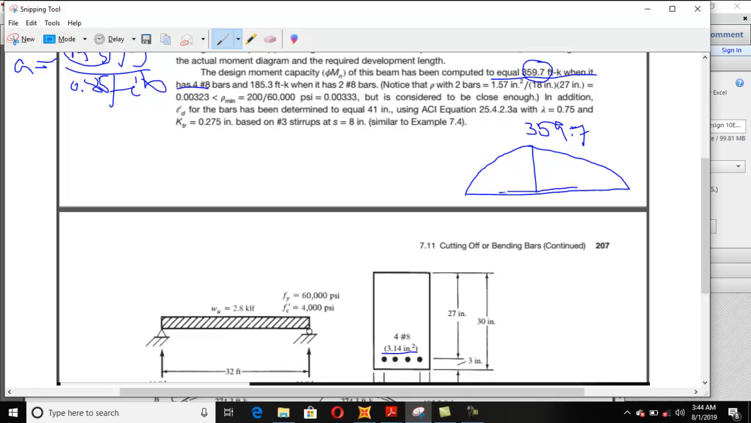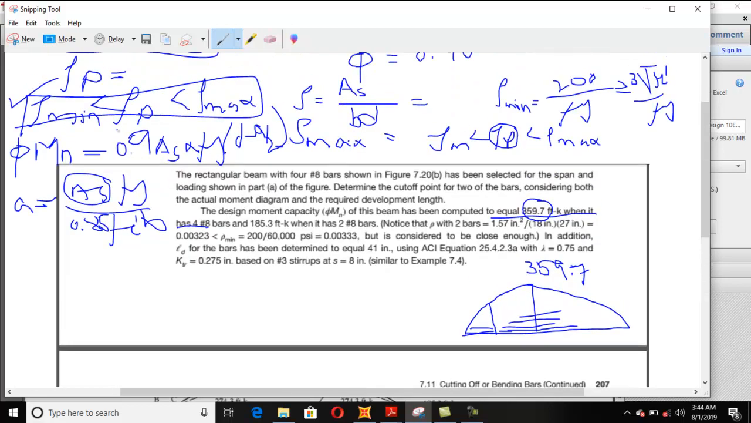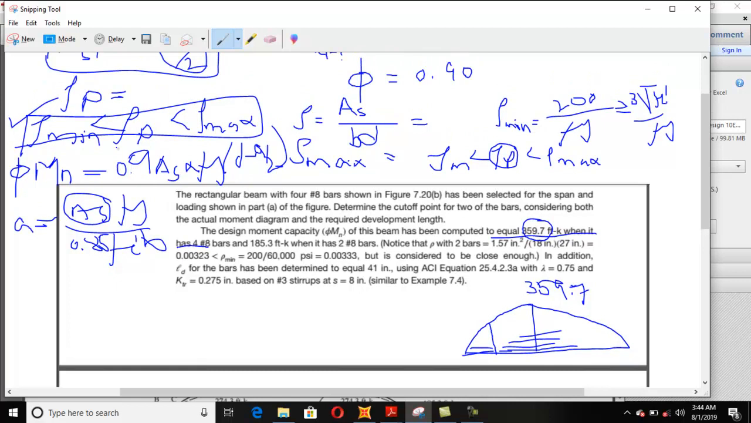Now they determined that when we discontinue 2 bars, what will then be the moment capacity at this point? Here we can discontinue 2 bars. We cut off 2 bars and only continue 2 bars. Here the bars are 4, but here the bars are now 2. So when there are 2 bars, how much will be the moment capacity? He calculated it from this equation.